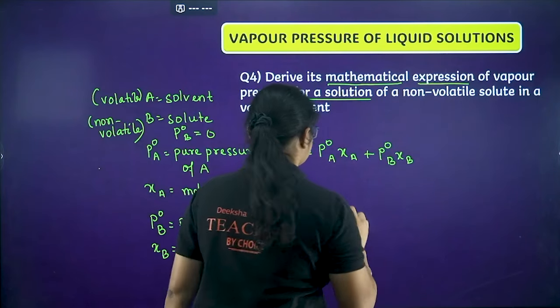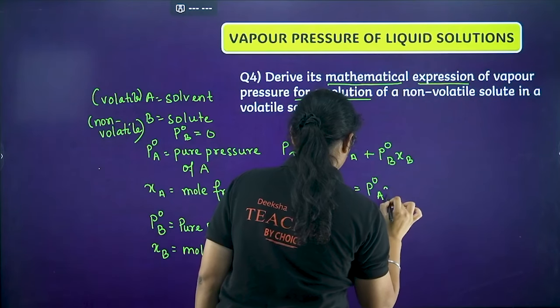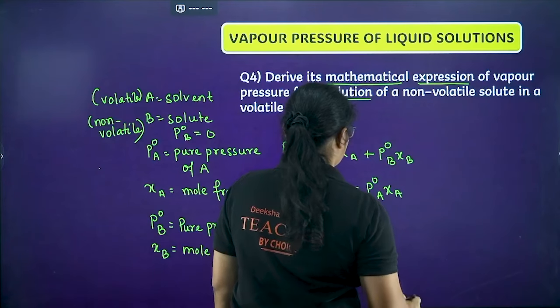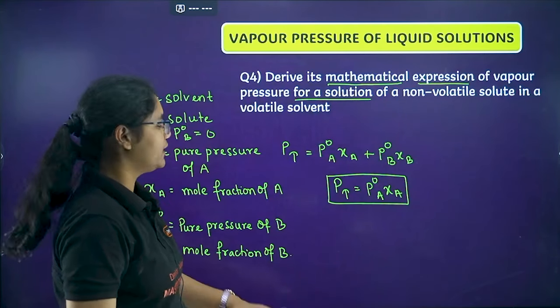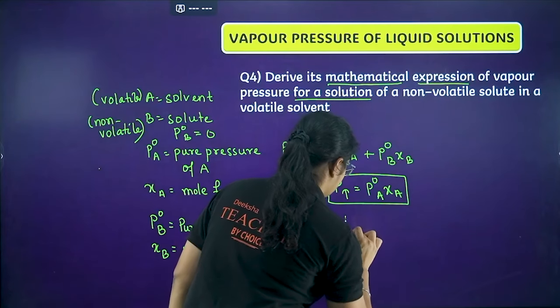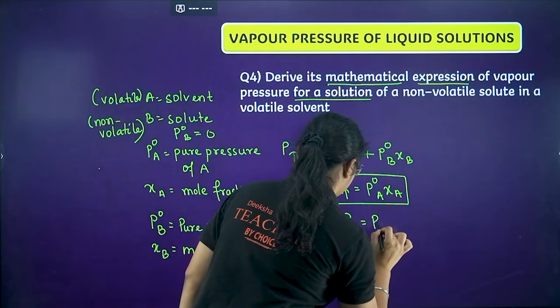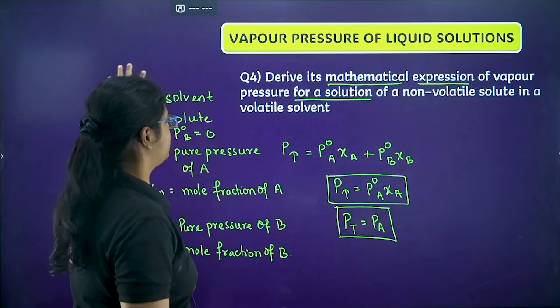If this is equal to 0, then what is the formula here? That is P naught A XA. So this is the formula that you need to derive here. Clear? And this is nothing but P, so I can write P total is equal to PA. So these are the two things that you need to derive.